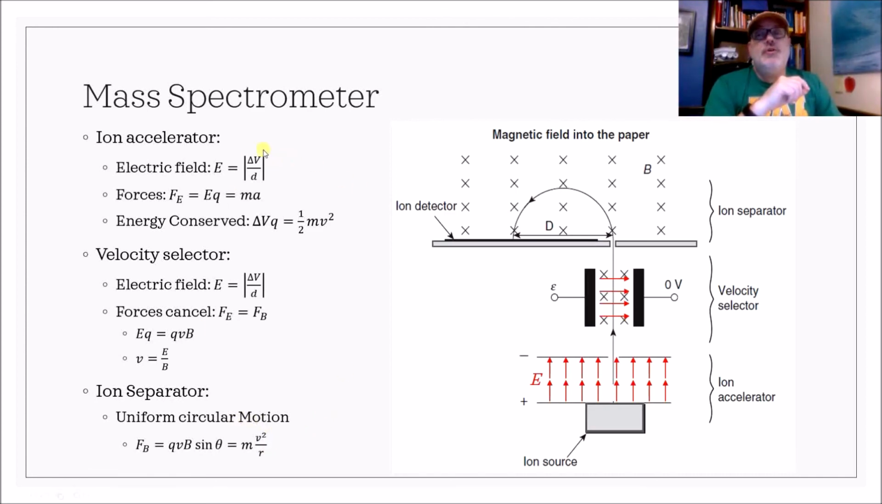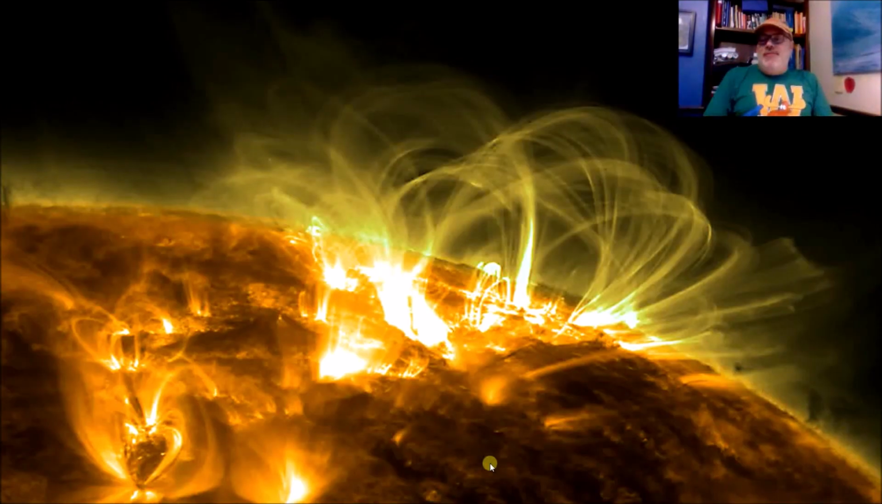Okay, make sure you understand all the sections of this mass spectrometer because it shows up on the test. At least different parts of it always show up on the test somewhere. Okay, that's magnetism, magnetic fields. And here is a picture of beautiful magnetic fields around the sun.